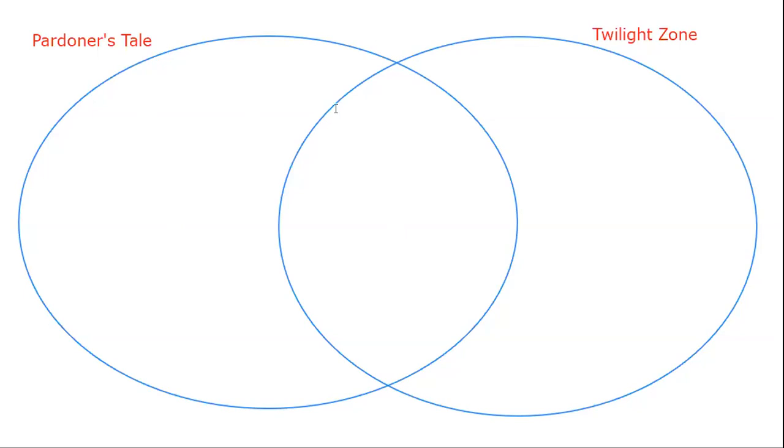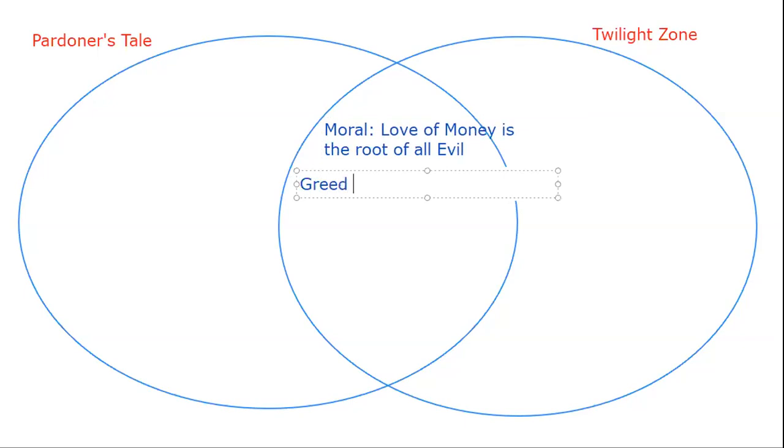So starting with the similarities, both of these stories teach that the love of money is the root of all evil. And that is the moral, or yeah, we'll call it the moral. And also in both of those stories, the greed or the love of money leads the friends to betray each other and ultimately kill each other.